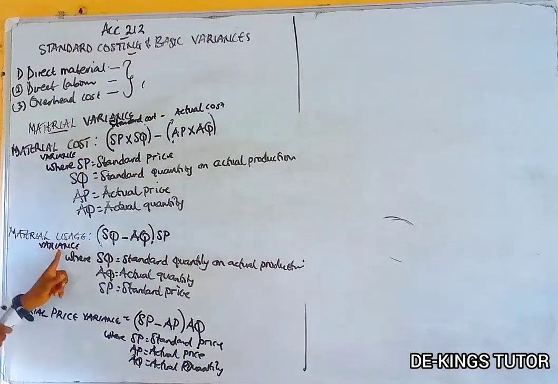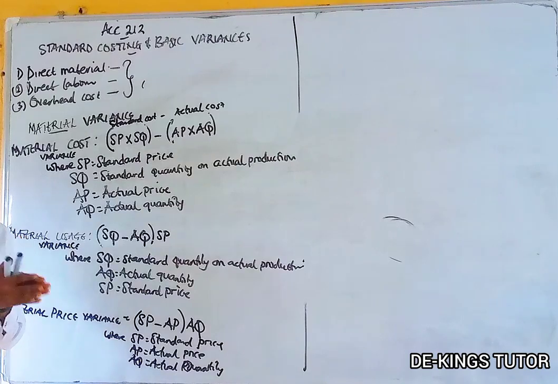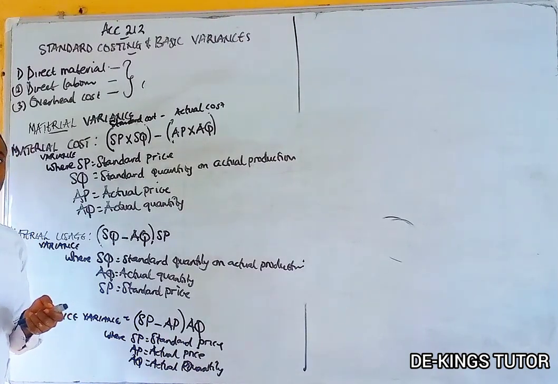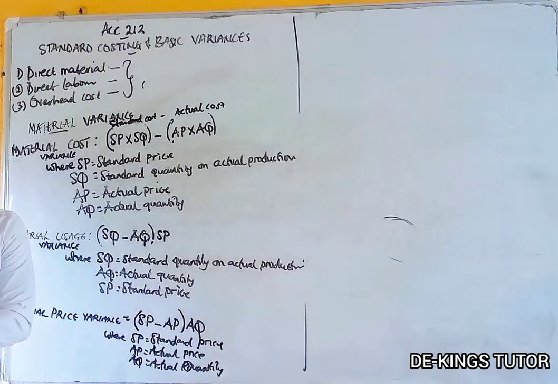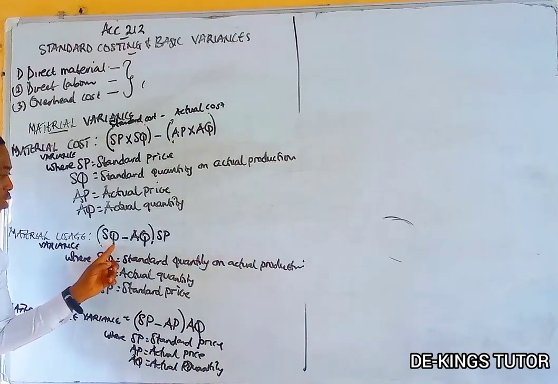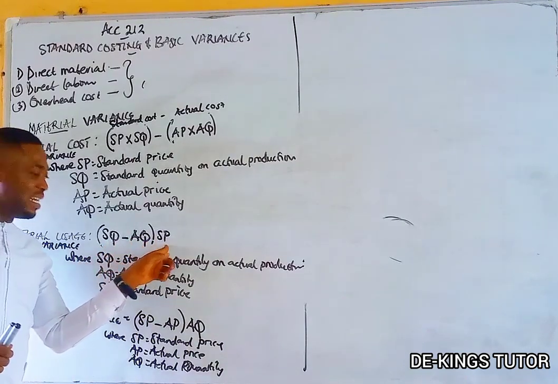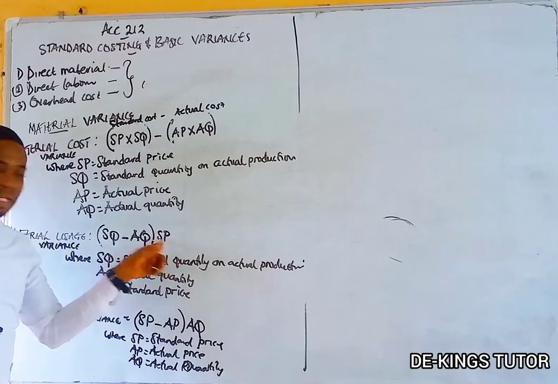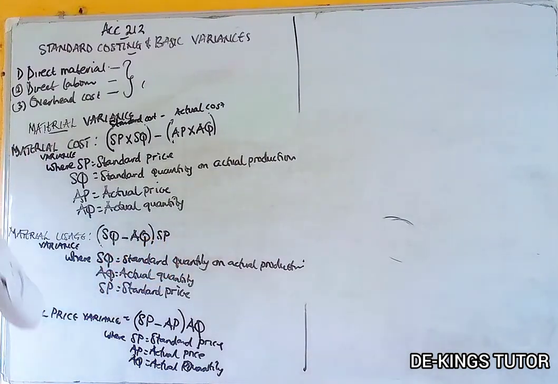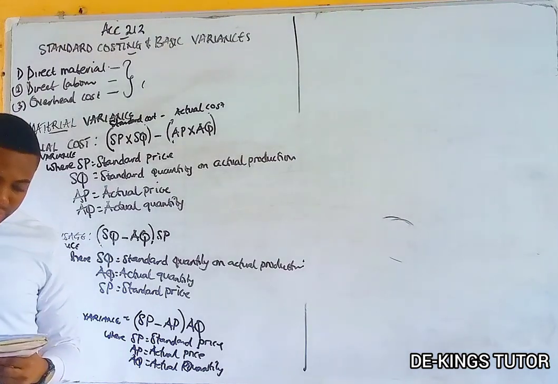While the second one is usage. Usage has to do with the quantity that's being used. So one will know the variance between what is set, what is supposed to be used, and what they actually use. So it is the standard quantity minus actual quantity times the price set as standard. So we are going to see an example of how to solve this. Standard cost data.